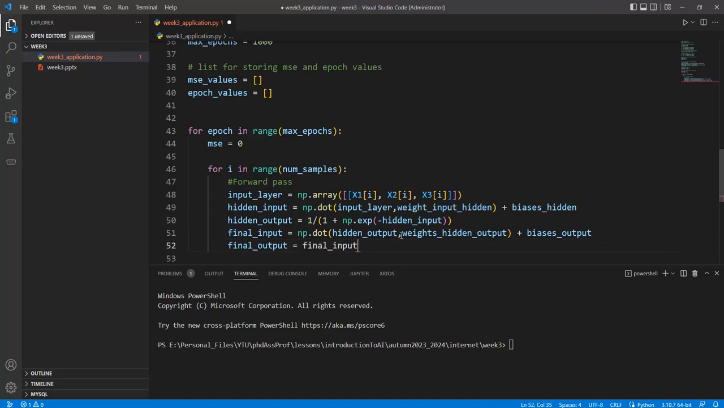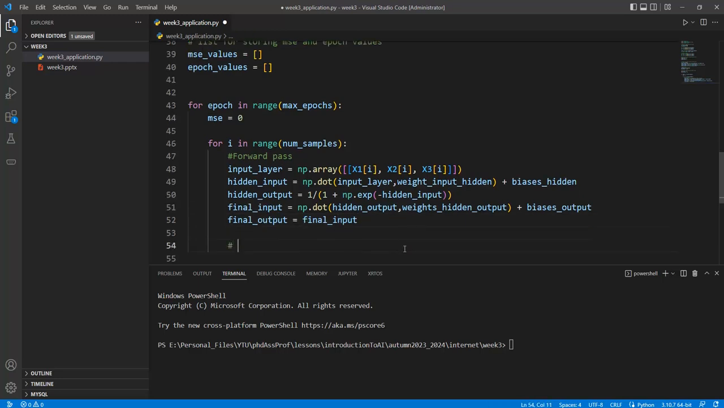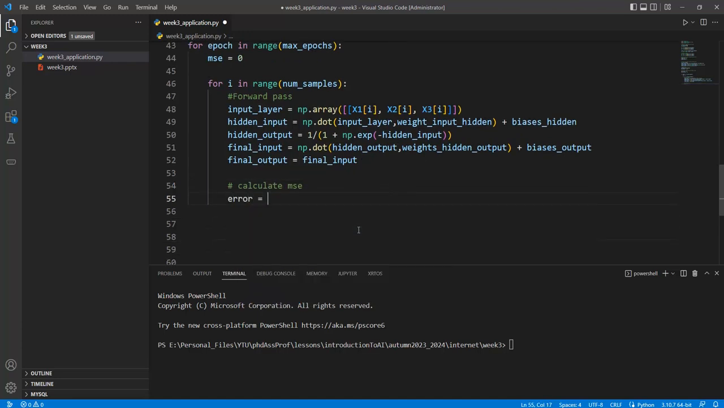Okay. And the final output should be equal to the final input, because it's a linear neuron. So the final input should be equal to the final output. At each iteration we should calculate the mean square error. How can we do that? Error is equal to yi minus final output, because the final output comes from our network, and yi is the training data set, which is defined in the above code, right?